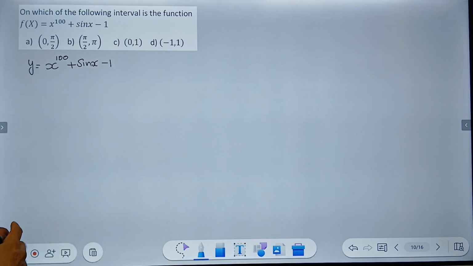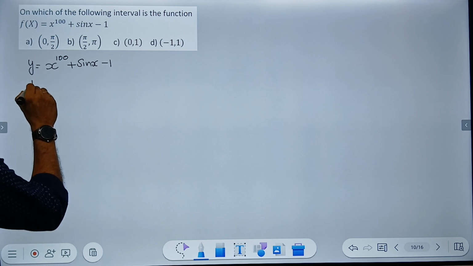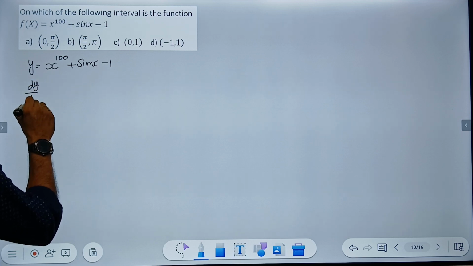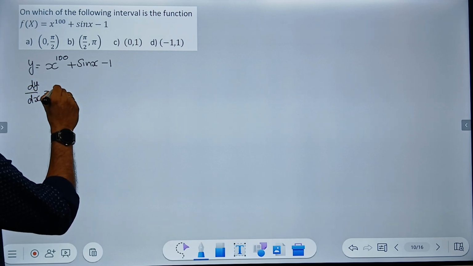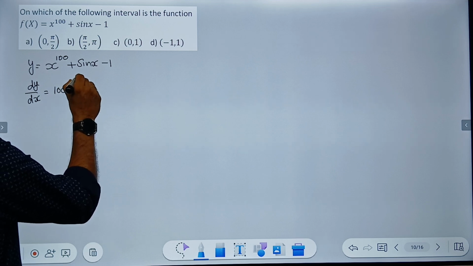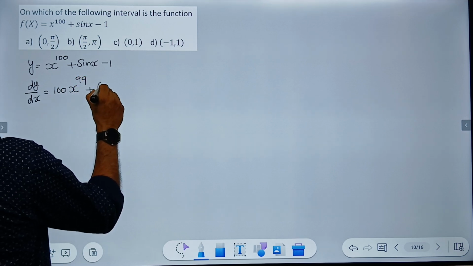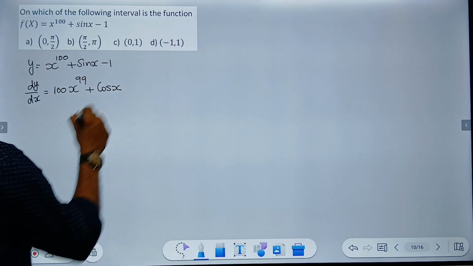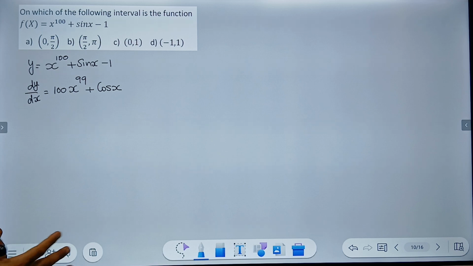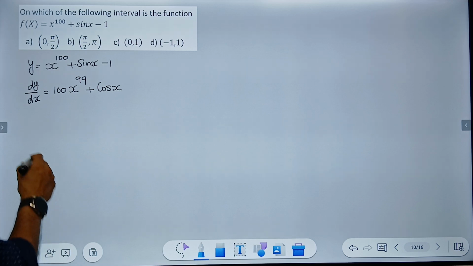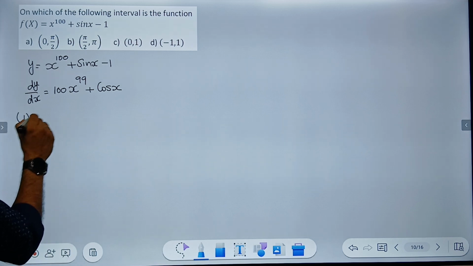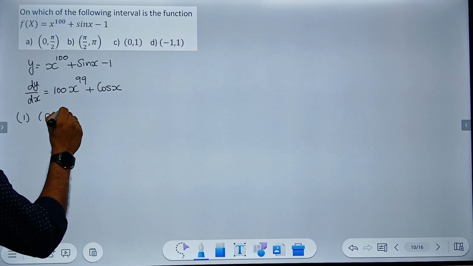Now what do you do? You differentiate this. What is dy by dx? dy by dx is 100 x power 99 plus cos x. So now what is the first interval? The first interval is 0 to pi by 2.